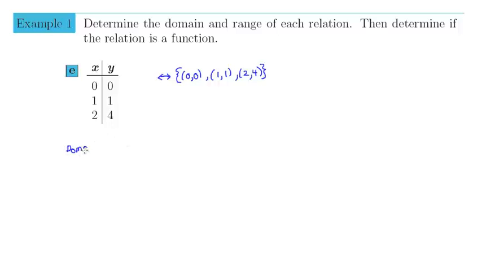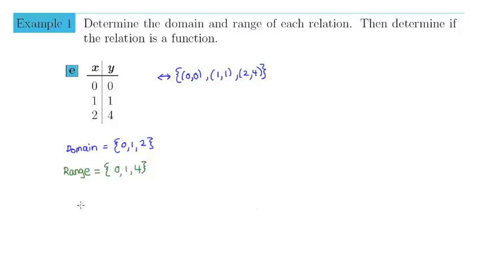The domain is the set of all the x values, the input values, the first coordinates. For our domain, in the table, it would be the x values, 0, 1, and 2. So our domain is {0, 1, 2}. The range is the set of y values, the outputs, the second coordinates. If you refer to the table, you'll see that your y values are three elements, 0, 1, and 4. So our domain is {0, 1, 2}, and our range is {0, 1, 4}.